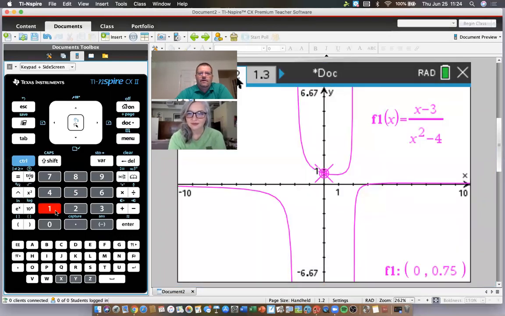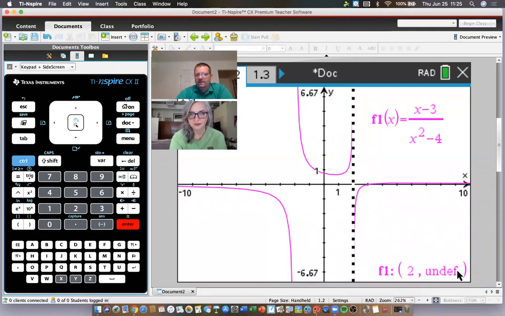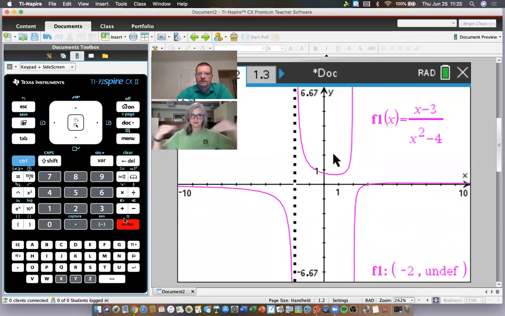So when we think there's something weird going on at 2, I can see there's an undefined point at 2, and there's an asymptote there. And if I go to negative 2, there's another funny point, and there's another asymptote there. I like to say that these vertical asymptotes bend the graph.